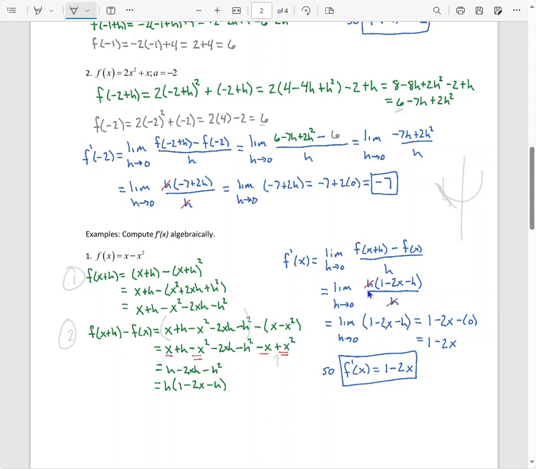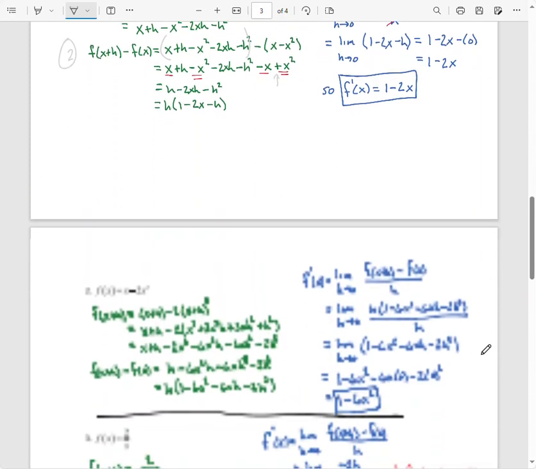I know my numerator is h times 1 minus 2x minus h. It looks like a u, but it's an h. Divided by h. H is canceled. The limit as h approaches 0 of 1 minus 2x minus h. So now finally I can let this h go to 0 and I'll get 1 minus 2x. So the derivative is 1 minus 2x. F prime of x is 1 minus 2x if f of x is x minus x squared. All right, more examples.